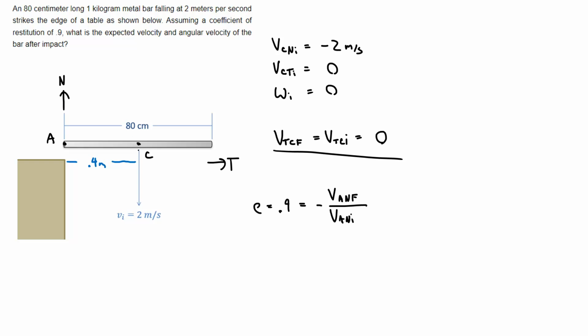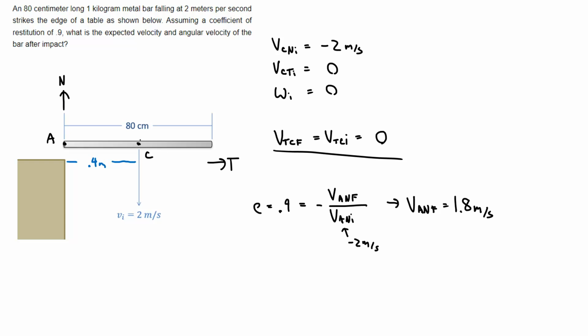Since this thing's not rotating or sliding, if the center is going down 2 meters per second, this is also negative 2 meters per second. Which means the negatives will cancel out, I do 0.9 times 2, and VAN final is 1.8 meters per second. So after the impact, this point is going to be going up at 1.8 meters per second. That's what the coefficient of restitution is telling us.